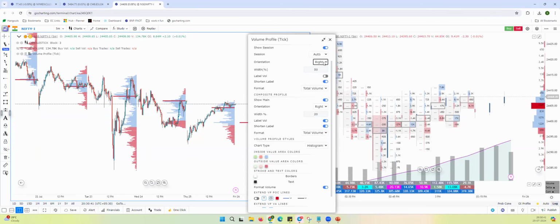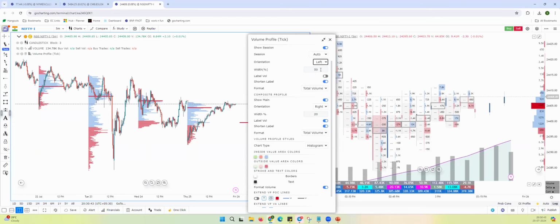So you want the right side, you do left, right. Okay. Width is 50%. So how much do you want? If you want the full coverage till this point, I generally keep it at 50% because I don't like the entire range to cover my chart. So I'll keep it at 50%.